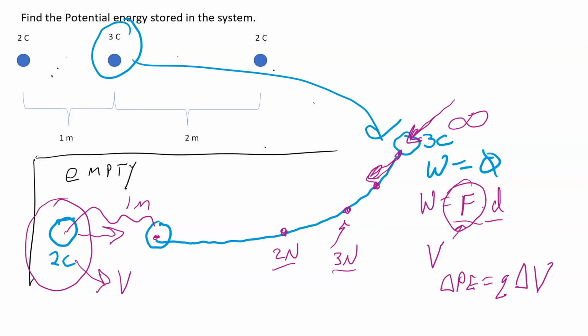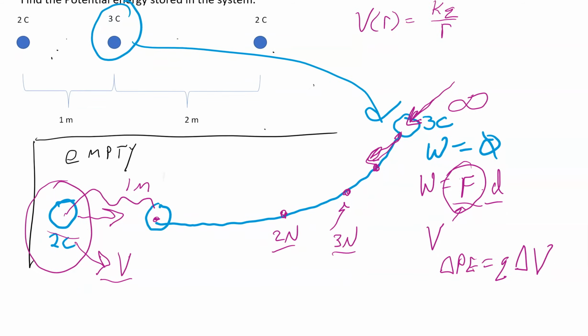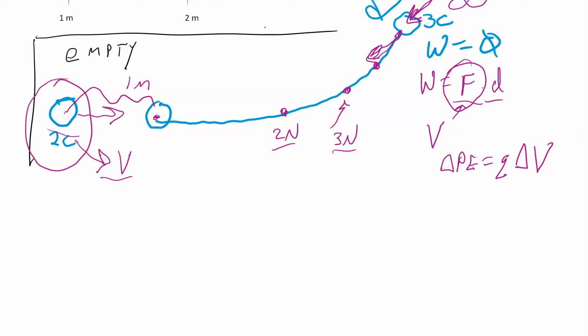So what is the potential that a 2 coulomb charge makes? Well, the potential, V of r, is kQ over r. So if I want to figure out the change in potential energy of this charge, I can say that it is Q delta V. So what's delta V? That's V final minus V initial. Remember, this is the voltage created by the 2 coulomb charge. So if I were to write this, I would say k times Q, the 2 coulomb charge that makes the potential, times 2, divided by, well, its final position is right here, 1 meter away, 1.